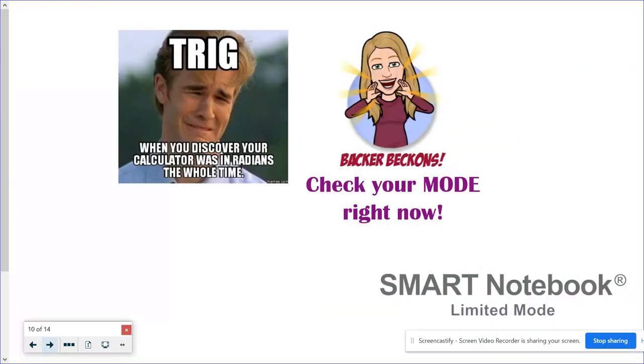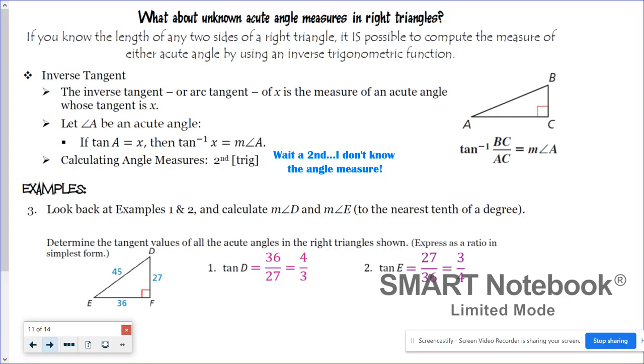Since we're going to be calculating, check your mode on your calculator right now. Make sure degree is highlighted, because you don't want to do all of this calculating in the wrong mode. You'll feel like this guy, okay? All right, so inverse tangent. The inverse tangent of x is the measure of an acute angle whose tangent is x. Makes perfect sense, right? So symbolically, the inverse tangent of your ratio equals the measure of your angle.